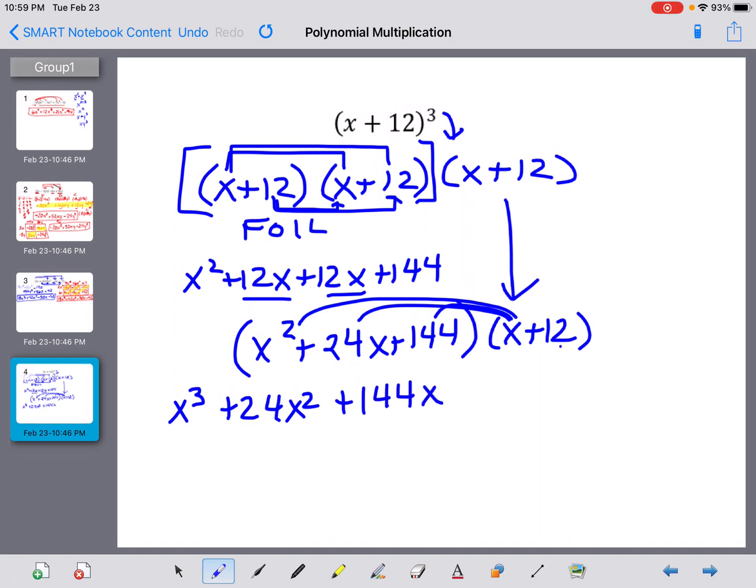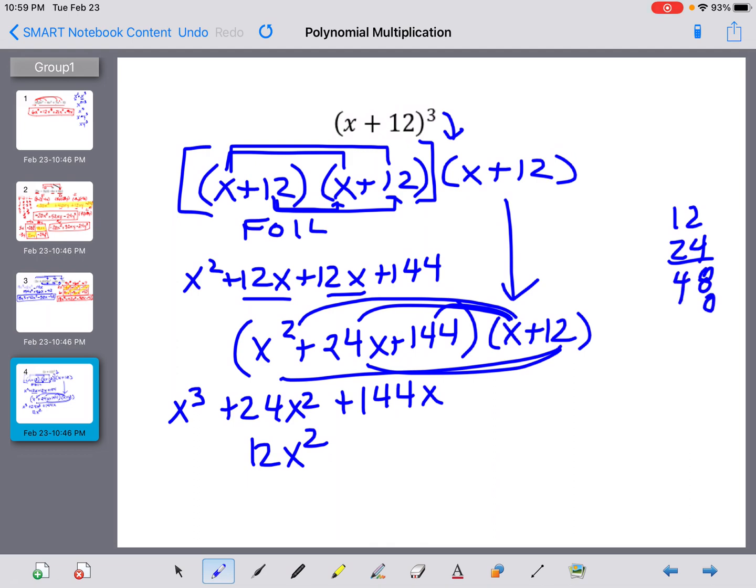Now I'm going to take my 12. 12 times x squared is 12x squared. I'm going to line it up underneath that x squared. 12 times 24x. I had to give myself big numbers, didn't I? Oh, I'm not thinking clear tonight. How about 288? There we go. Positive 288x. And 12 times 144.